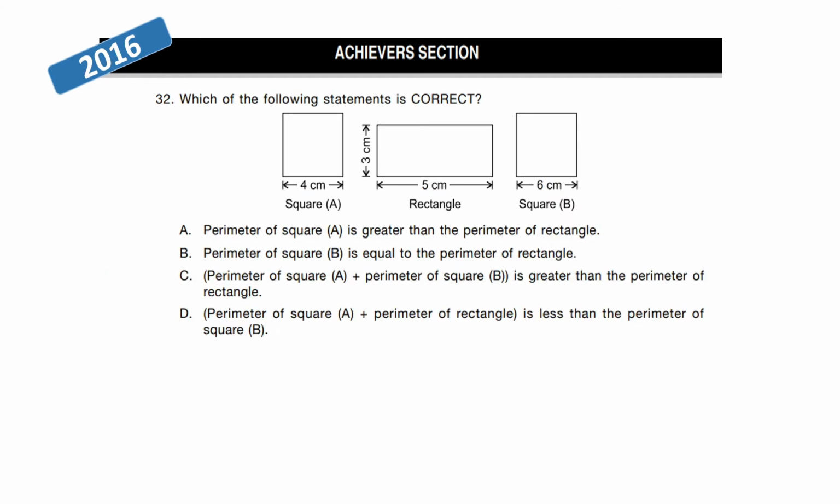Let's go to the next question. This reads, which of the following statements is correct? Here we have a square A, a rectangle and square B, and some statements are given. Find your right answer.